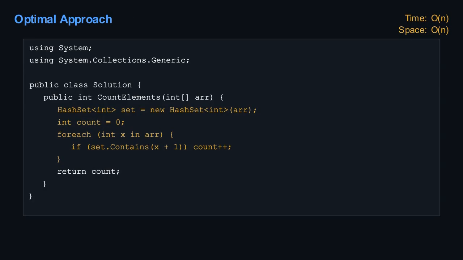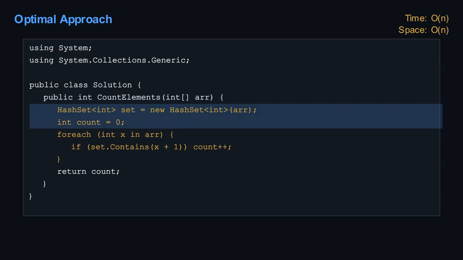The key insight to optimize this is to use a data structure that allows for very fast lookups. Since we frequently need to check if a number x plus 1 exists, a hash set is ideal. First, we populate a hash set with all unique elements from the input array. This takes a single pass.